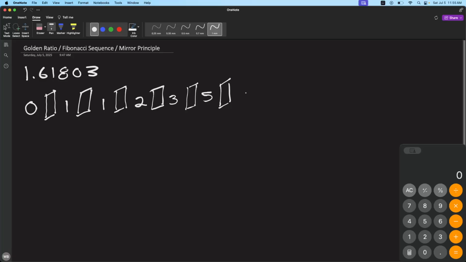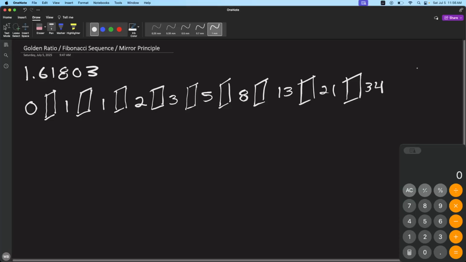So 5 plus 3 is 8. I'm going to keep going. 5 plus 8 is 13. 8 plus 13 is 21. 21 plus 13 is 34. 21 plus 34 is 55. I'm going to continue down here.